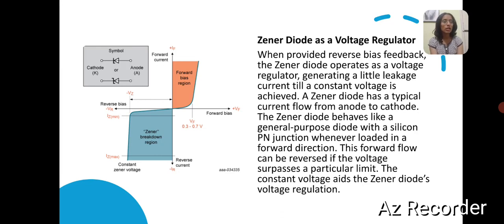And this is the graph of VI characteristics of Zener diode. At the bottom is the Zener breakdown region, called the Zener breakdown voltage, and at the top it is the forward bias region. For silicon, the cut-in voltage is 0.7 volt, and for germanium the cut-in voltage is 0.3 volt. And the symbol for this is also given.